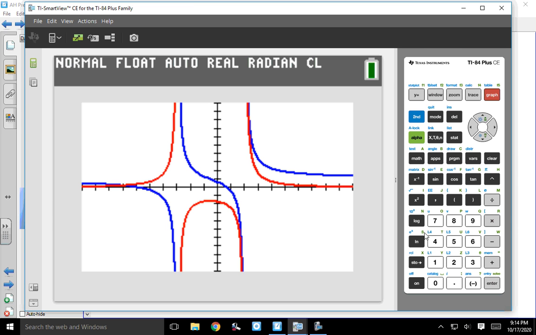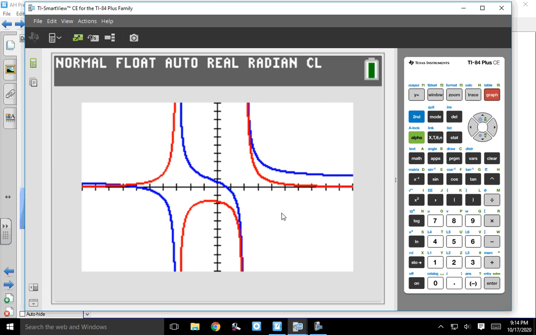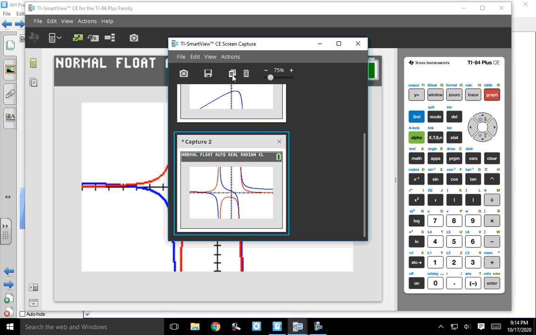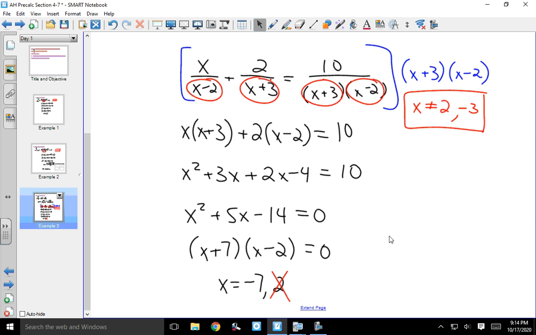There's a vertical asymptote at x equals 2. Is there an intersection there or not? And this is the nice thing about the algebraic solution, is I find out that there isn't one over there. All right, I found that there's only one solution. But graphically, that would be difficult to find. I'm going to go ahead and grab a picture of this.